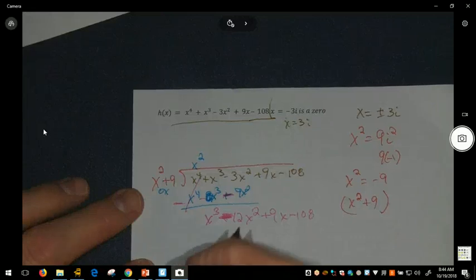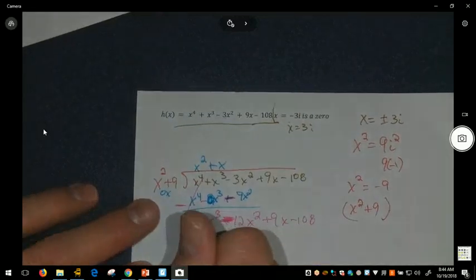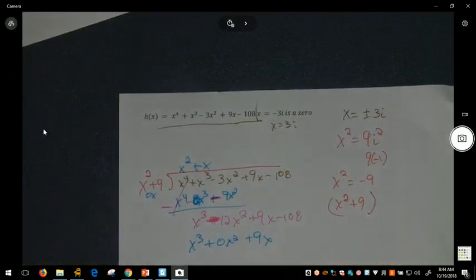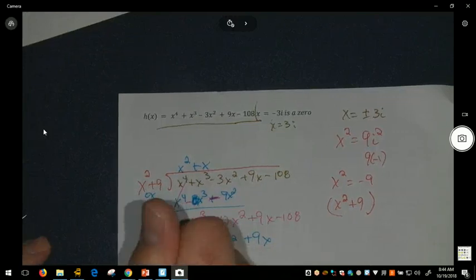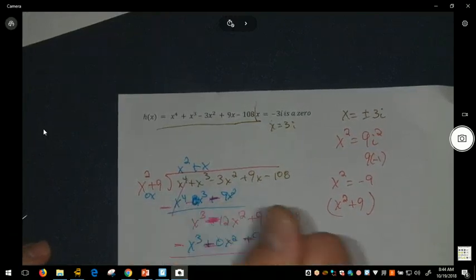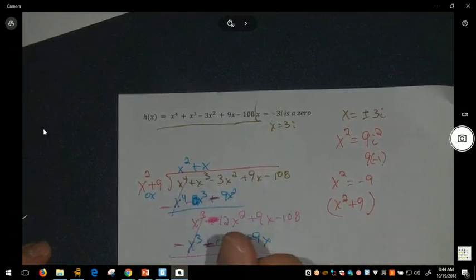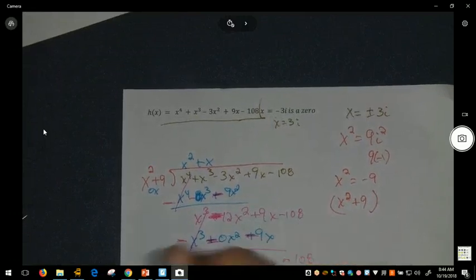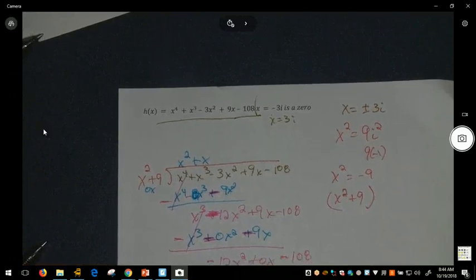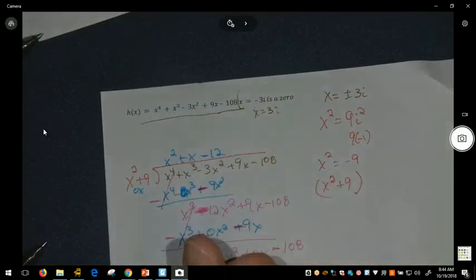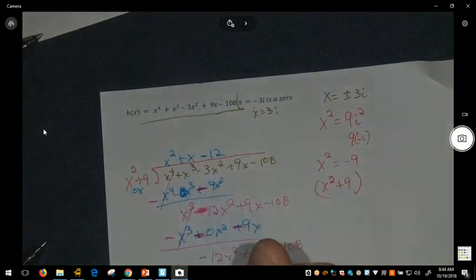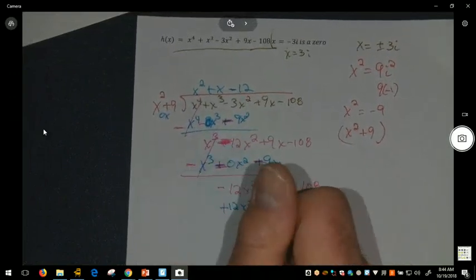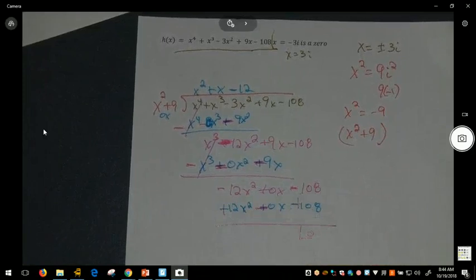Continue dividing. To multiply to x cubed, we multiply by x. X cubed plus 0x squared plus 9x. Change the signs. We have negative 12x squared plus 0x minus 108. To get to negative 12x squared, we multiply by negative 12, negative 12x squared plus 0x minus 108. When we change our signs this time, we get a remainder of 0.